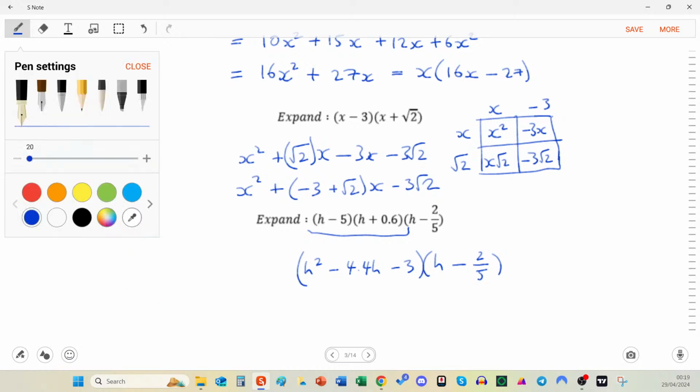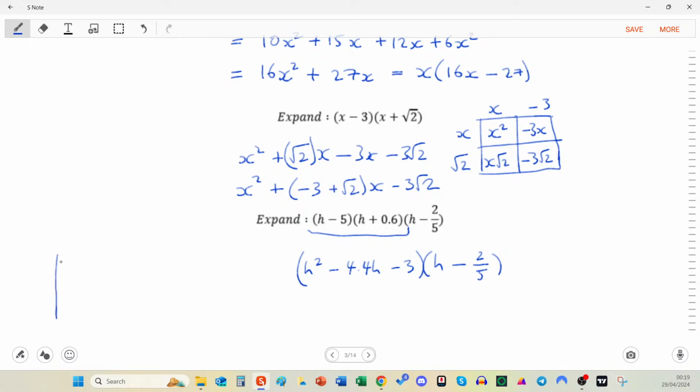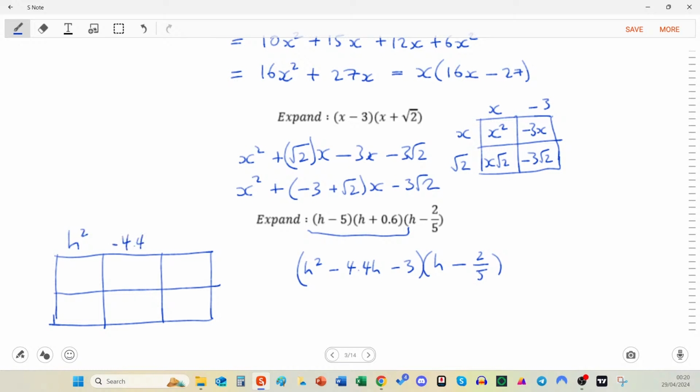So this requires a different type of bracket. Now it's a little bigger, but we can deal with it. As you can see, there are 3 terms in this one and 2 terms in this one. That's why we have a 3 by 2. So h squared minus 4.4h minus 3, and h and minus 2/5.